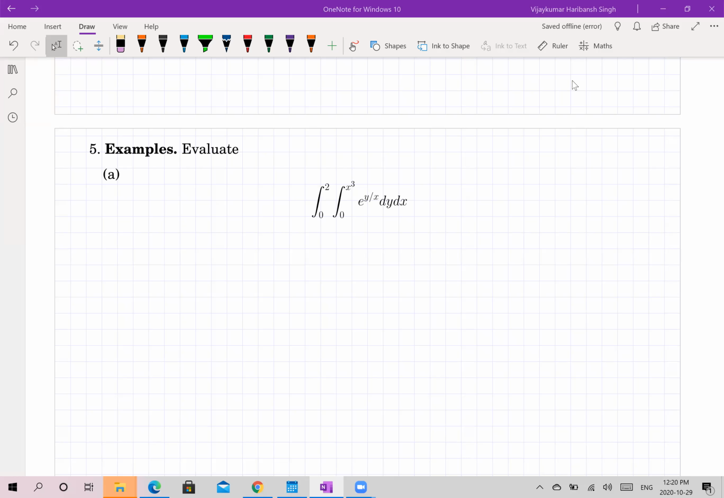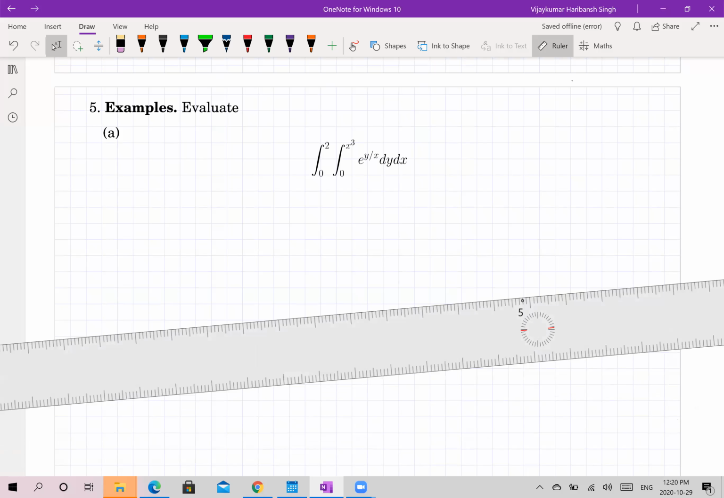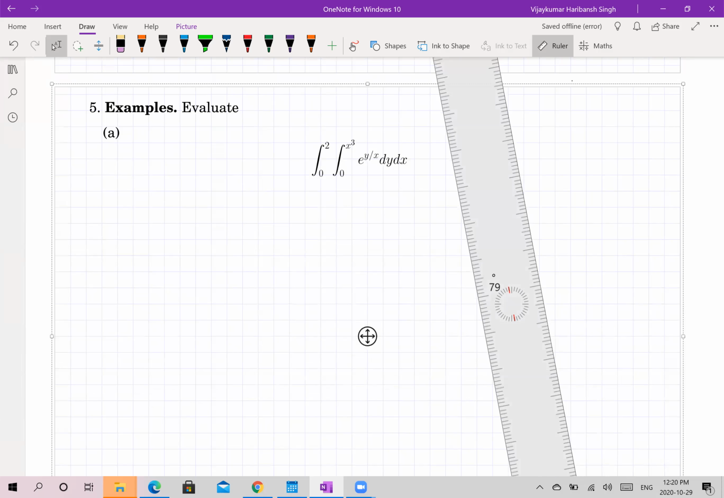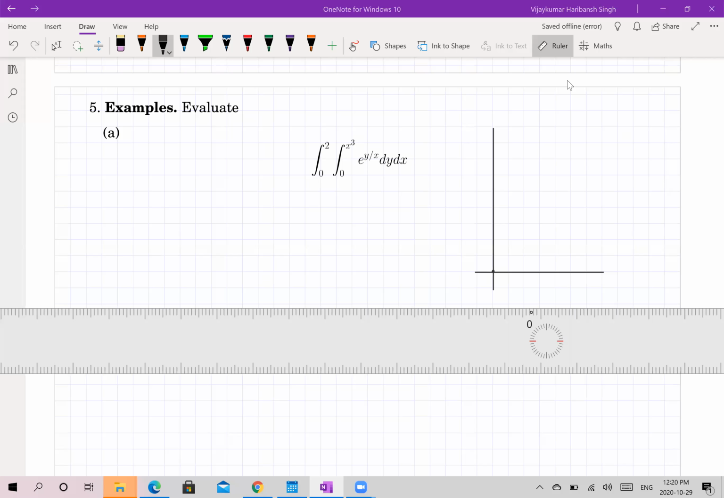So although the region and the integral limits are already given to me, I will draw the region to indicate what region we are integrating over. So your y moves from 0, which is the x-axis, to x cube. So your y is between the curves.